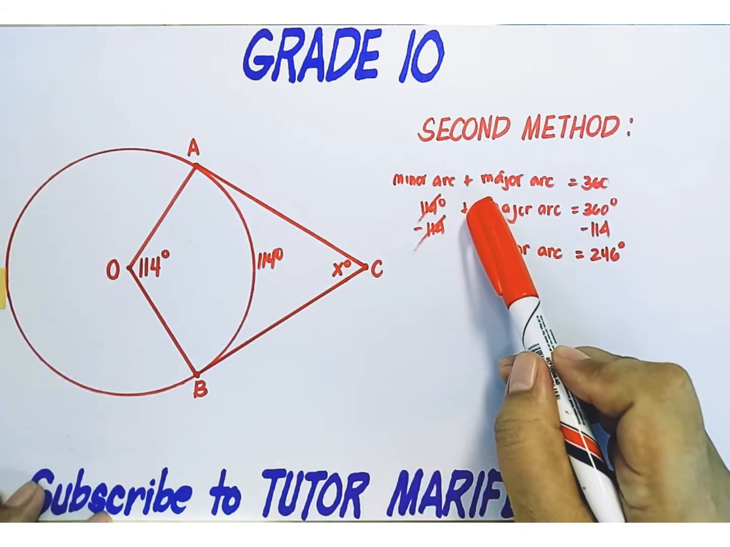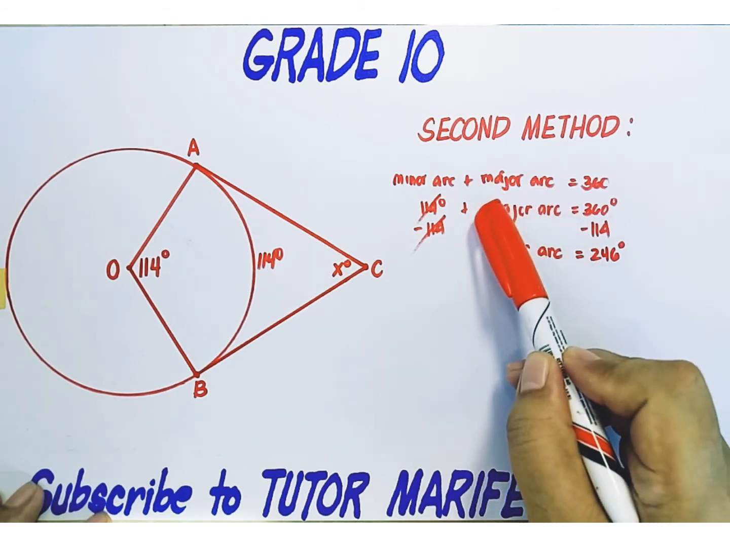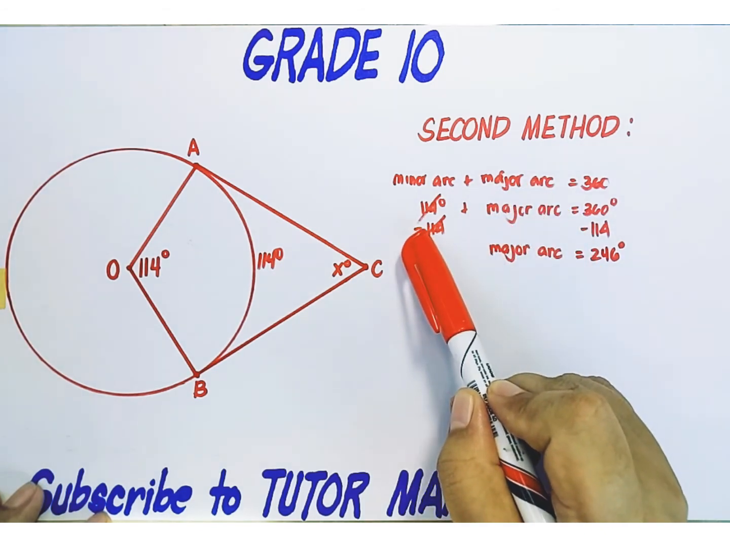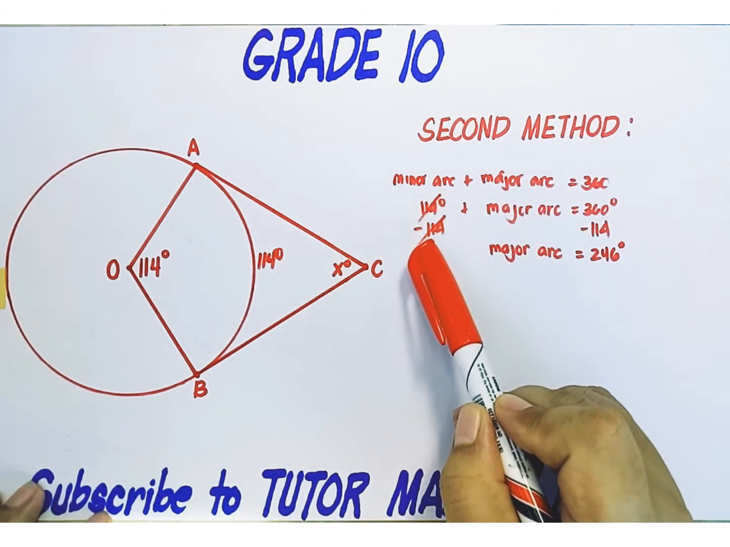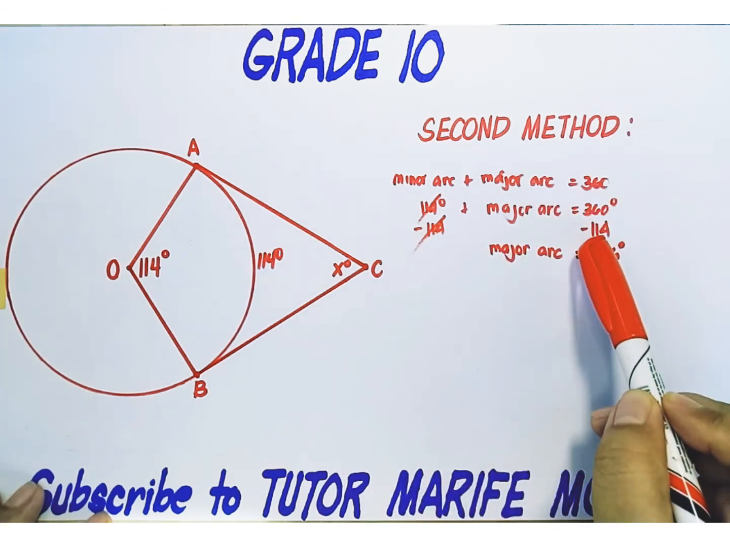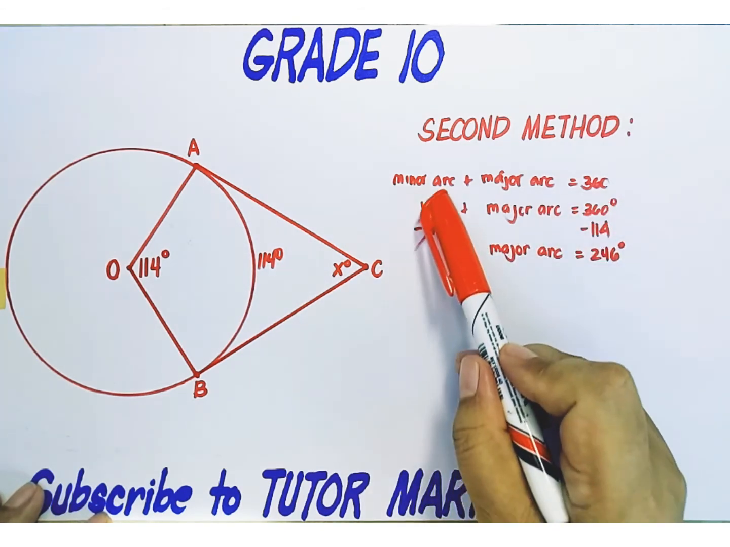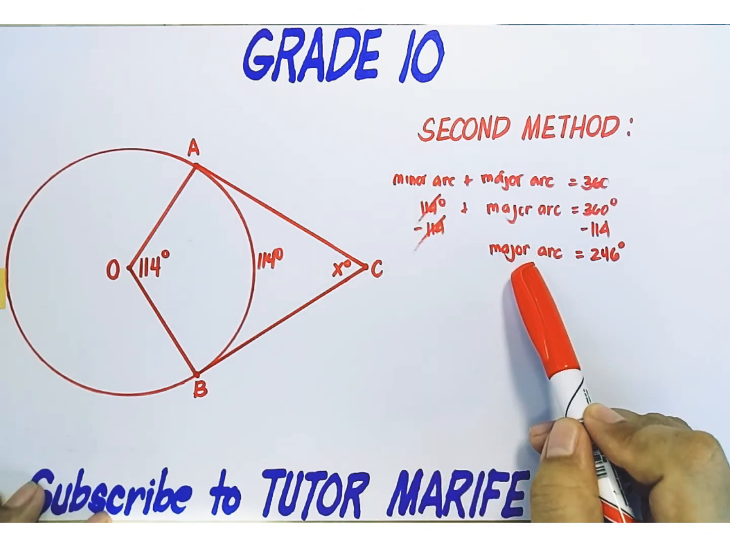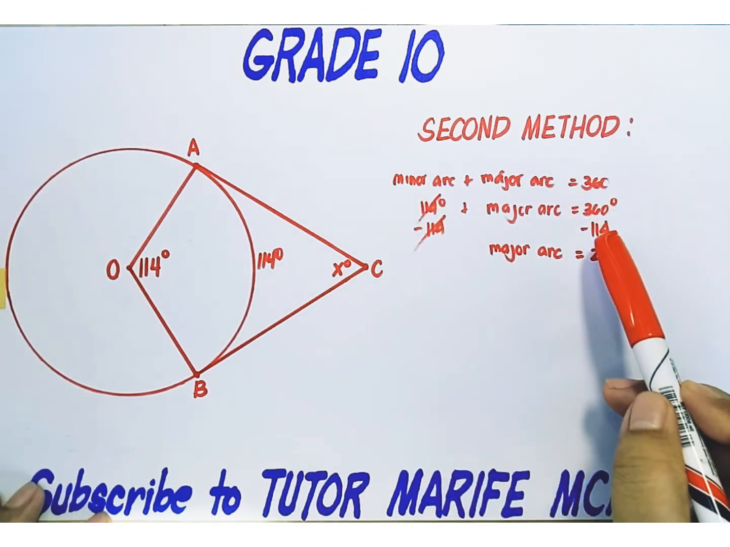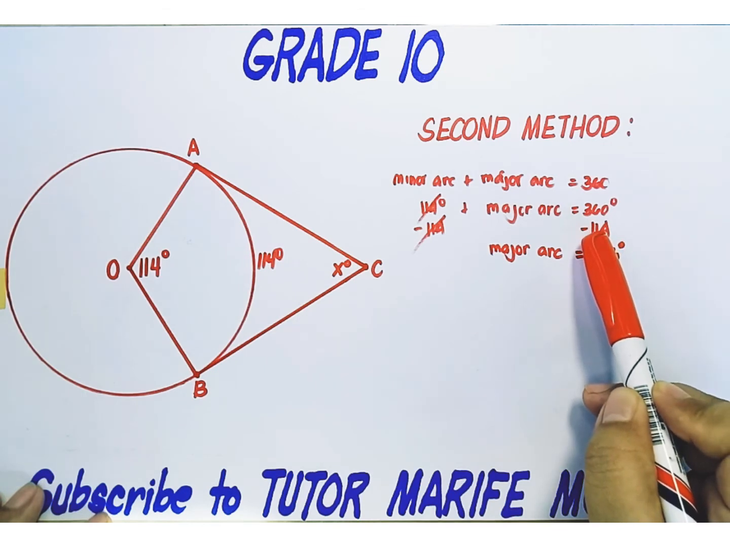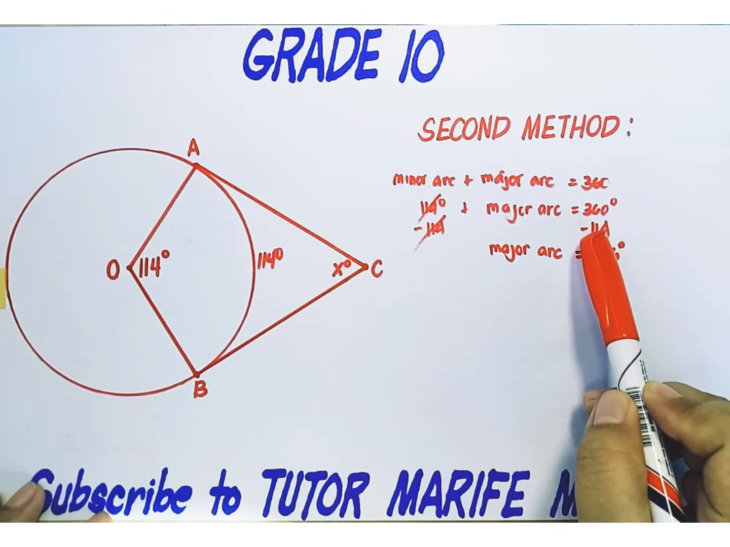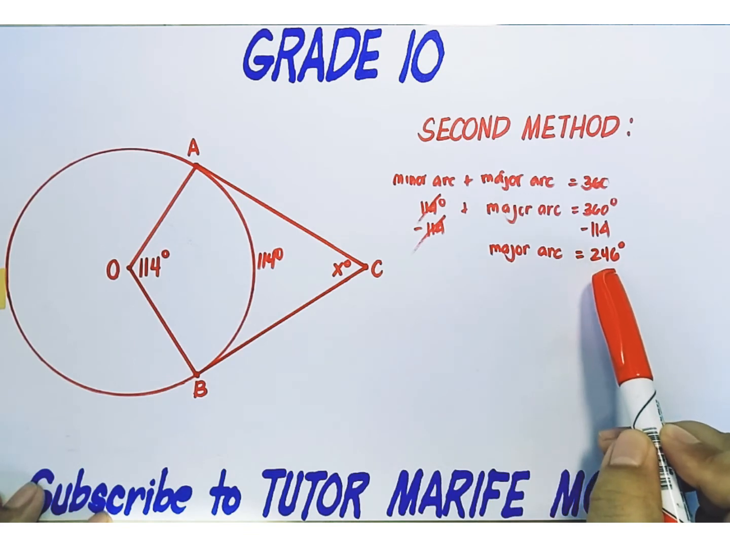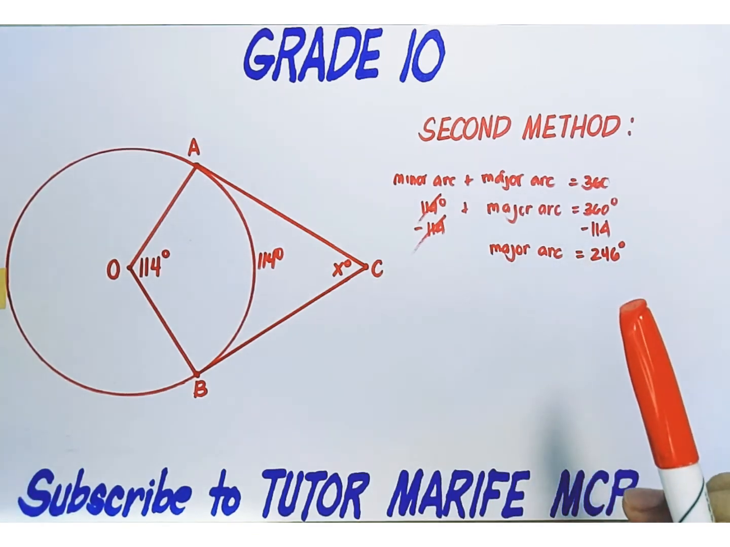We're going to solve for the value of the major arc. Let's use the addition property of equality. Add negative 114 to both sides of the equation. Cancel out opposite numbers. Therefore, major arc is equal to the sum of 360 and negative 114 degrees. That is equal to 246 degrees.